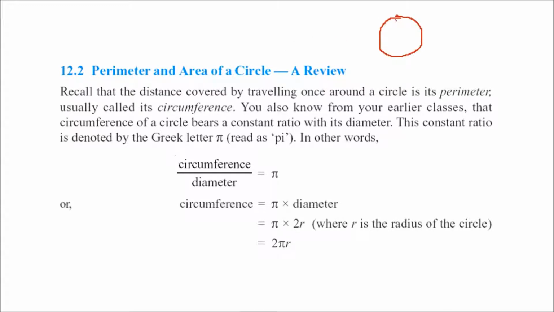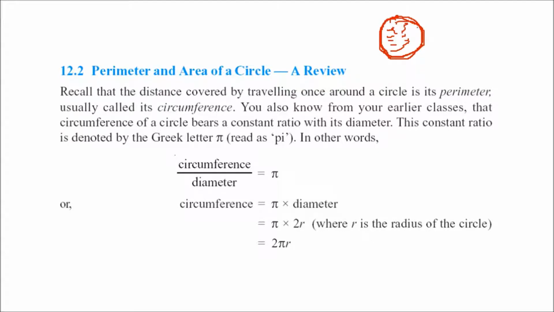If you start from here and you travel along the boundary and reach here, the distance you have traveled is nothing but the perimeter, and the region enclosed by this boundary is the area. So this is what we call a perimeter.